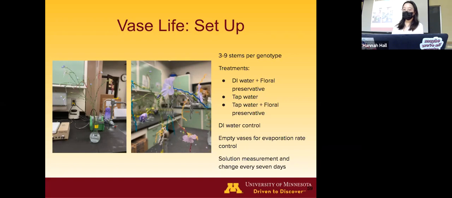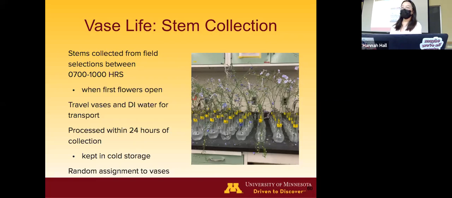So our vase life stem collection: we collect all of our stems from the field between 7 and 10. This is when the flowers first open, and it's also before they begin to drop. So we have travel vases that we put DI water in, and we bundle up the stems by genotype and bring them back to campus. They are kept in cold storage until they are processed, and then they are all processed within 24 hours. Processing includes stripping the lower leaves and making a small cut just so that it's fresh. And then each is randomly assigned to a vase.